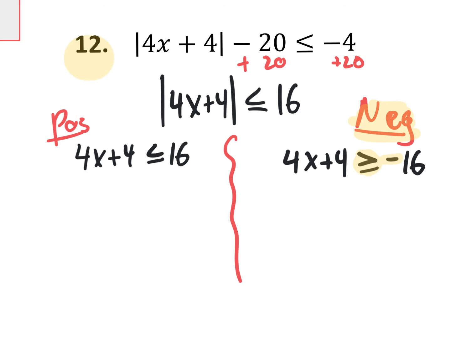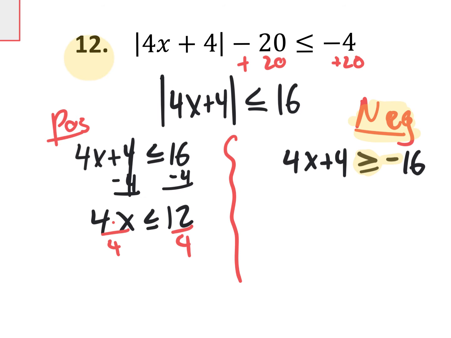Now let's solve both. So you will have minus 4, minus 4. Sorry, I didn't use a different color. 4x is less than or equal to 12. Final step would be to divide by 4, divide by 4. X is less than or equal to 3. Okay, so that's one possible answer, and we just need to do the other one.